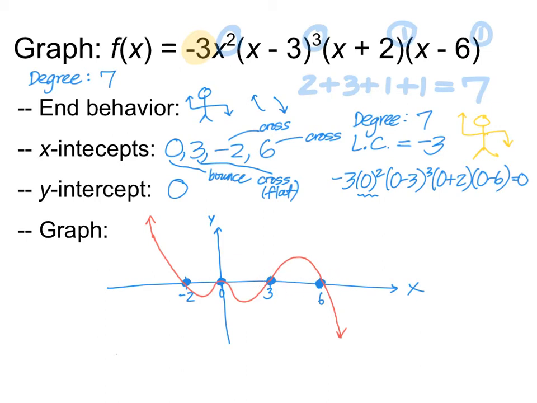But I made a mistake. I needed to flat cross at 3, and I didn't quite do that. So I'm going to erase that part, and I want to make sure that I'm flat crossing right there at 3. Notice that I did a little flattening of the curve right where the graph crosses the x-intercept of 3.